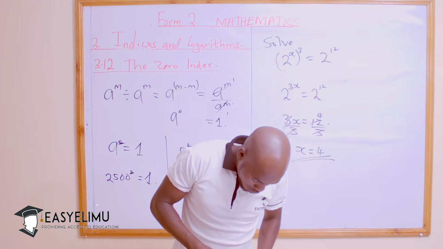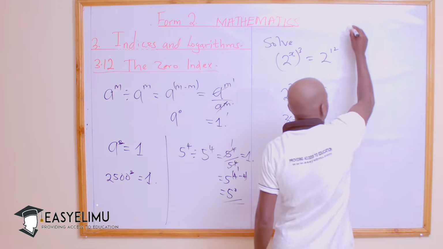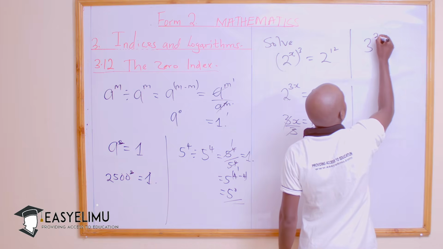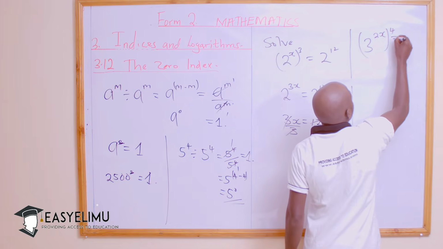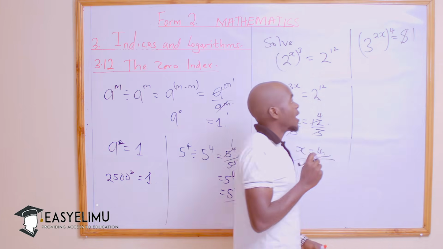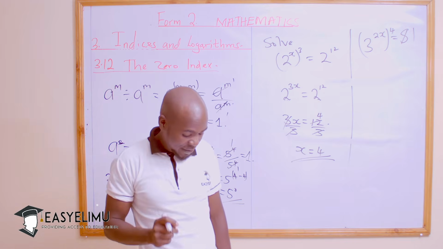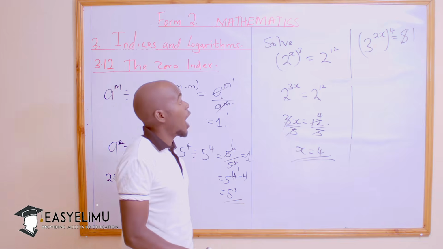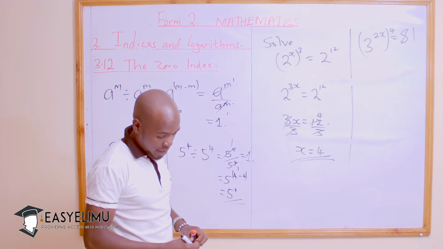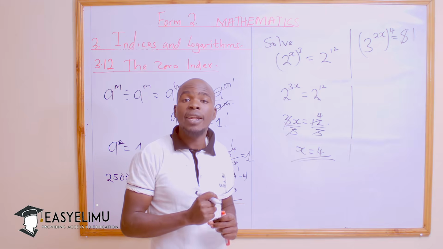Next, I will give you one to work on. This one is an exercise for you. We have 2x raised to 4 is equal to 81. And the hint is, if you're dealing with indices, make sure the bases are the same. If that is the case, I believe you can work out that one using the same procedure as we have done there.